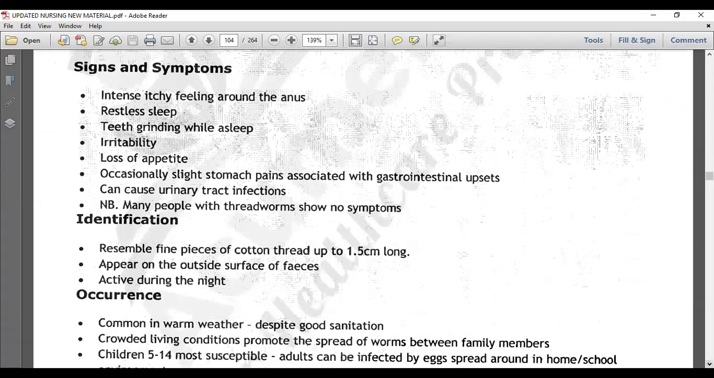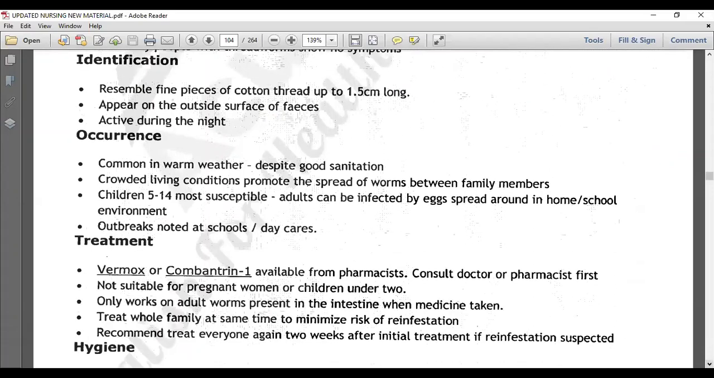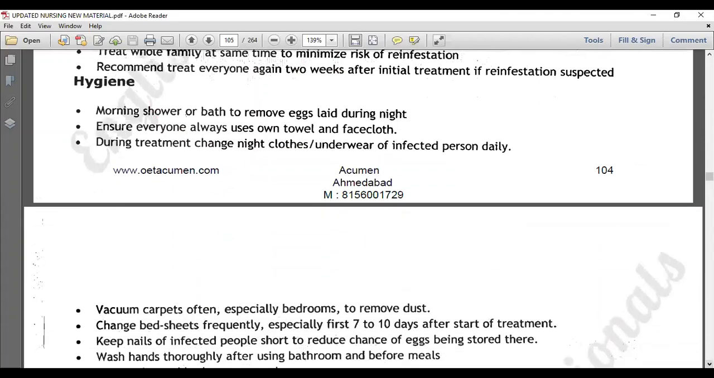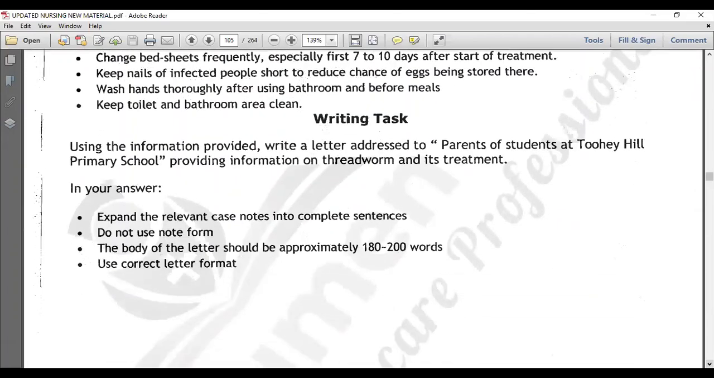Now we have got all the information here. Okay, this is why it is known as a fact sheet. All the factual details about the disease condition will be given to you. What are the common signs and symptoms of threadworm? What do they look like? How common is the occurrence? What treatment can be given for threadworms? And what are the hygiene measures which the parents or the children or the students need to follow to prevent cross infection?